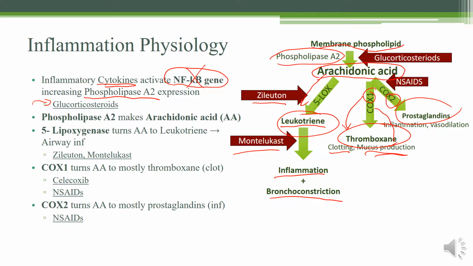Most NSAIDs actually affect both COX-1 and COX-2. So they're going to actually inhibit both of them, and that means that you're also going to get an inhibition of prostaglandins, and that's the number one use that we like to use them for, because that reduces the inflammation and it also helps with a little bit of pain as well.